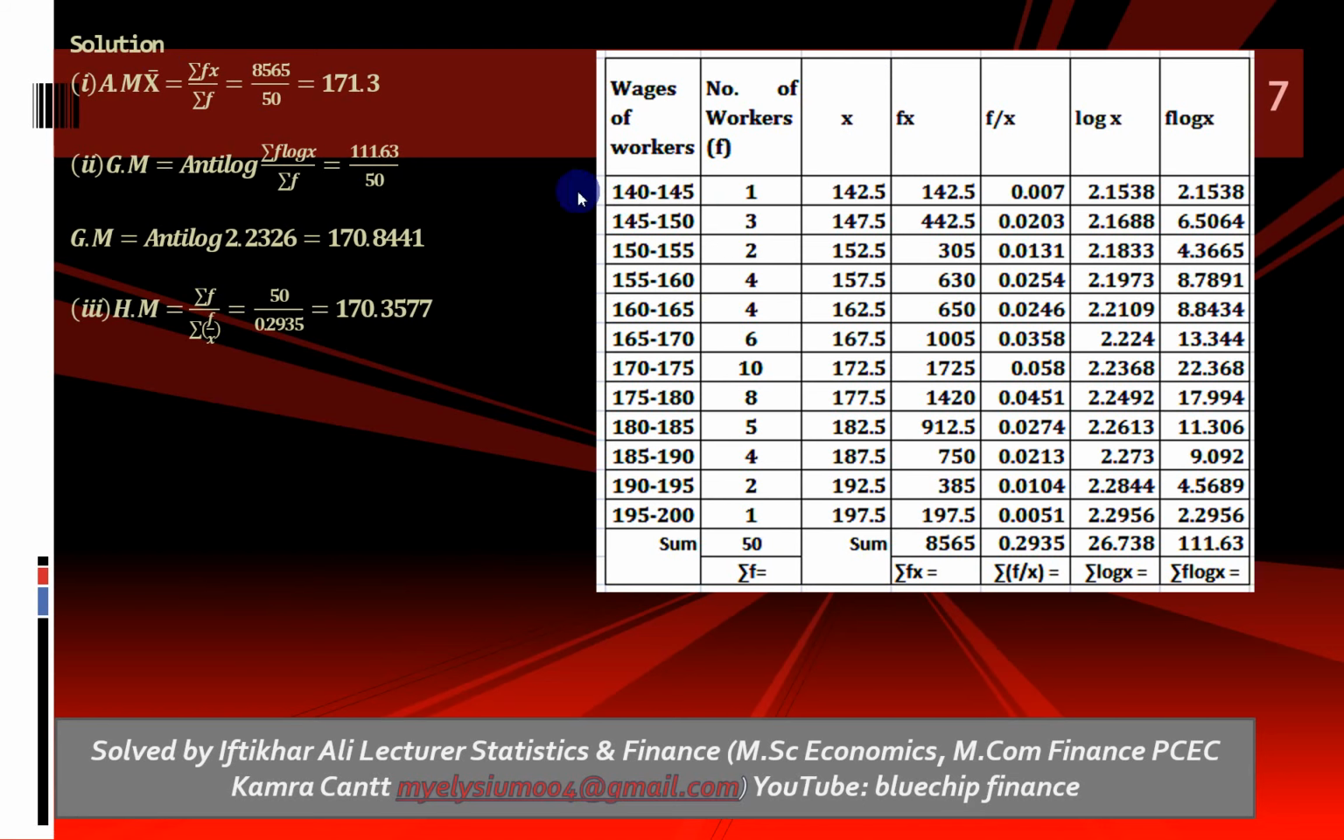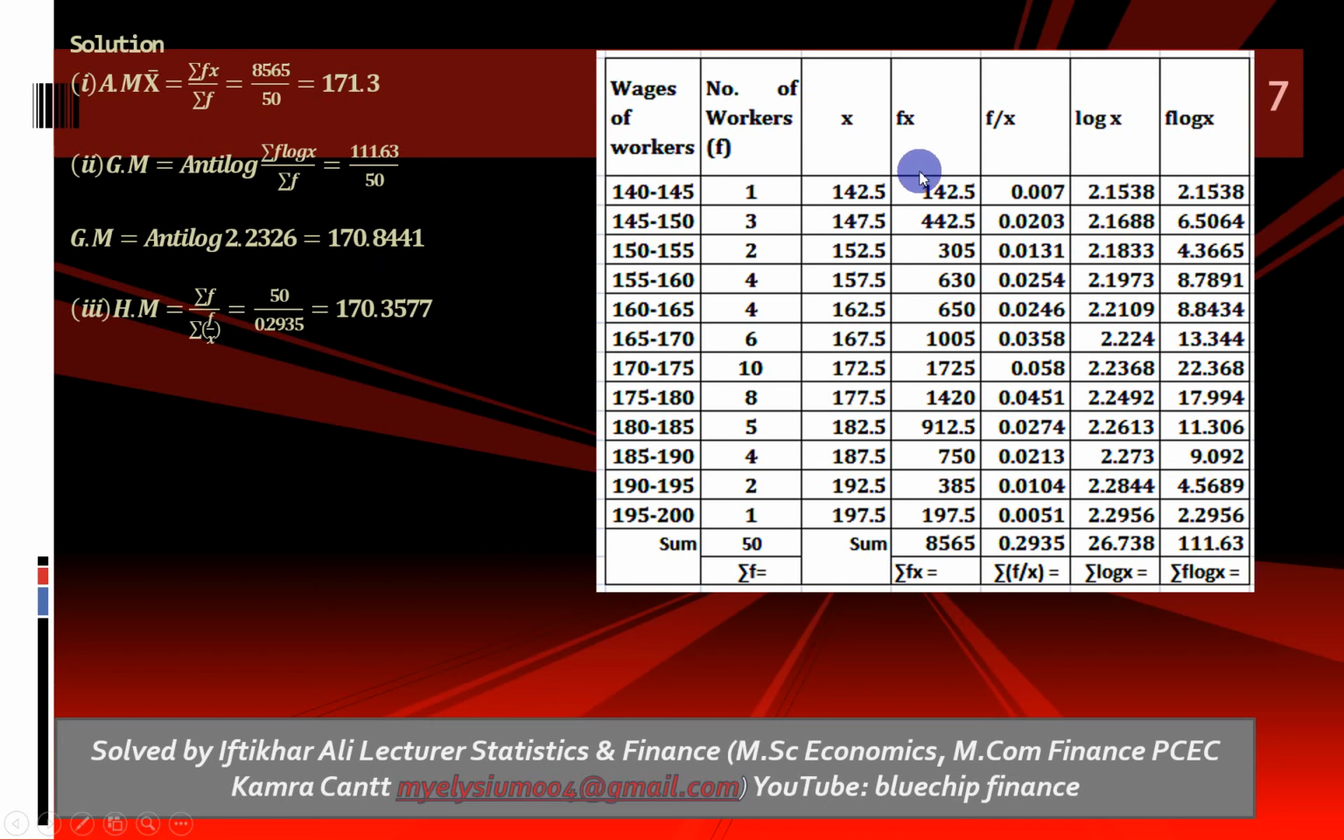So 145 plus 140 divided by 2 equals 142.5, and here you are seeing that there is a difference of 5. So you do not need to calculate next class marks, just simply add up this h, and h is 5. So 142.5 plus 5, 147.5 plus 5, 152.5. After that we need different calculations. We need product of fx, we need sum of f, we need sum of f multiplied by log x, and we need sum of f by x.